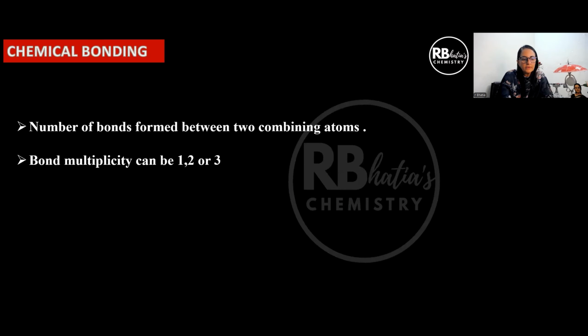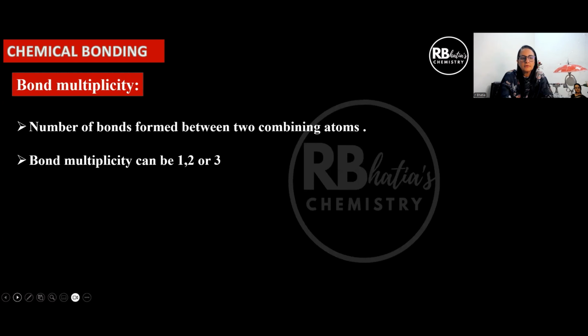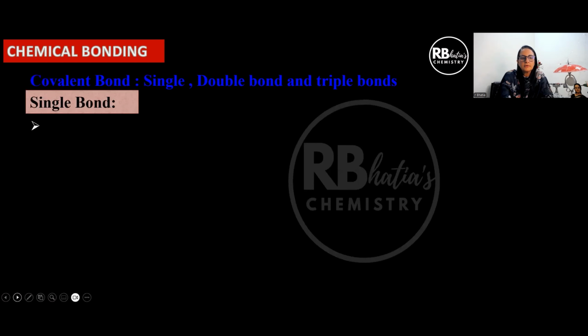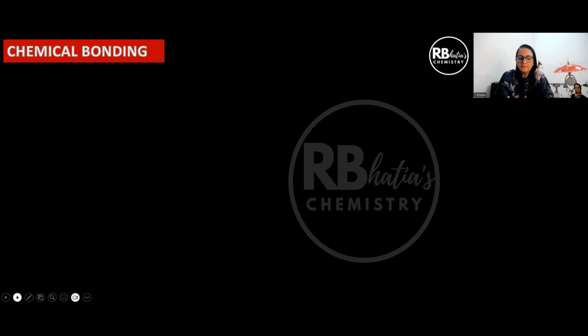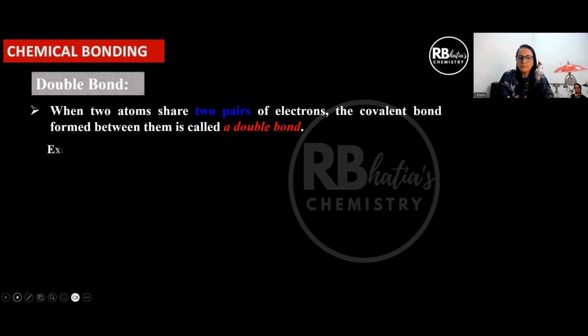Okay, so once we know this, covalent bonds can be single, double, or triple. We cannot have bond multiplicity more than 3. So these are some examples depicted. You can just pause and check if in case you want to. So whenever an atom shares 2 pairs like this, carbon dioxide means each has bond multiplicity 2. And 2 bond multiplicity means 2 pairs of electrons have been shared.